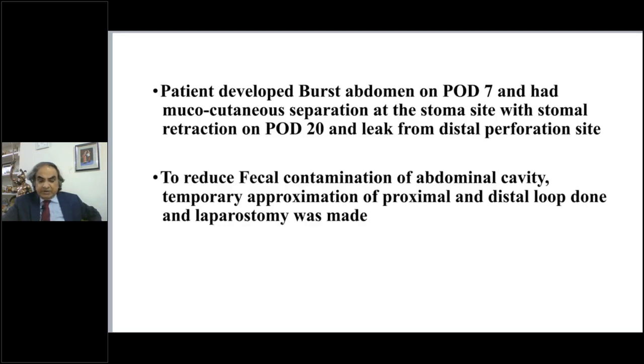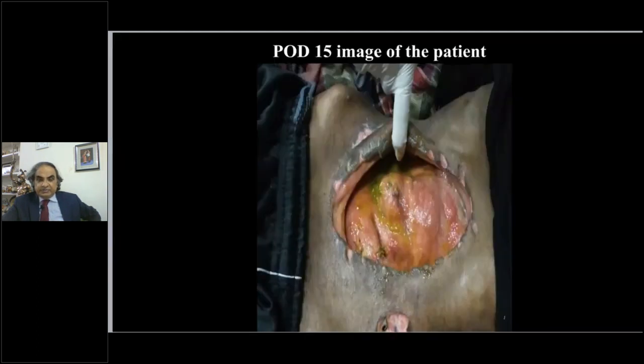Thank you, sir. The patient has developed burst abdomen on day 7. Now, listen to this story. The patient developed burst abdomen on post-op day 7 and had mucocutaneous separation at the stoma site with stomal retraction on post-op day 20 and leak from the distal perforation site. To reduce the fecal contamination of the abdominal cavity, temporary approximation of the proximal and distal loop was done and a laparostomy was made.